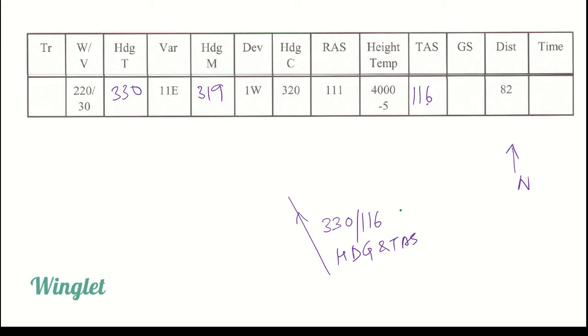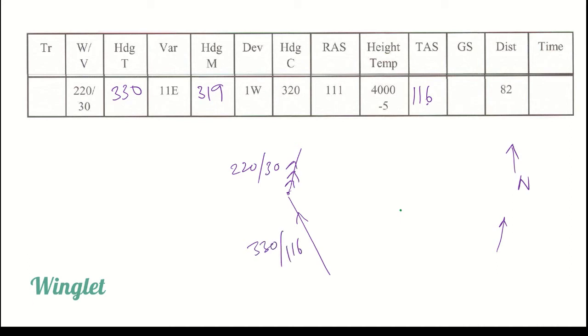So now let's draw the, okay, I drew it on the wrong side. Okay, fine. So now the wind velocity is 220. That means it is coming from somewhere here, right? So we join the tail of the wind at the head of my heading and TAS. So it will come to somewhat like this. So this is 220/30. This is 330, 116. All that I have to find out now is the track, which is this one, and the ground speed.